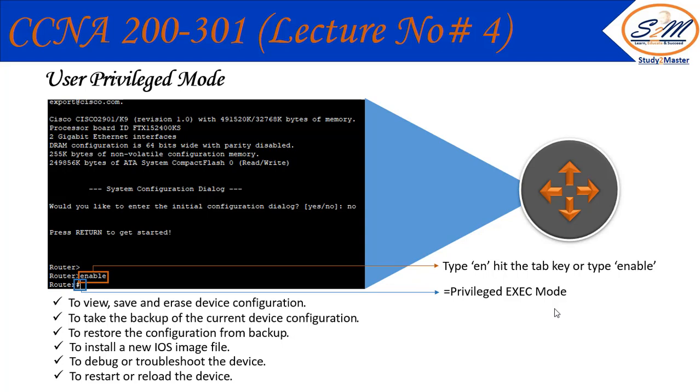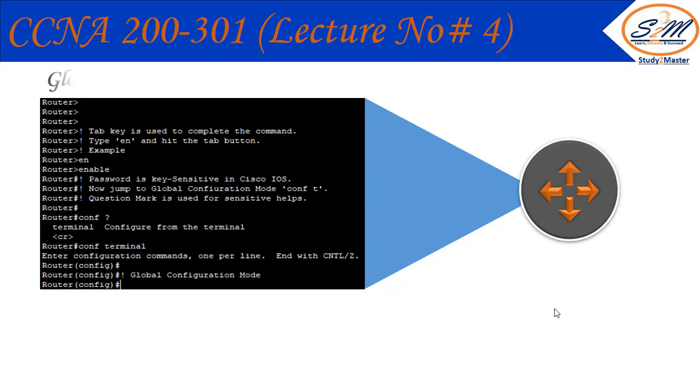This is the second mode of the IOS. This mode can be accessed only from user exec mode by executing the enable command. Since the enable command is used to access this mode, it is also known as enable mode. So let's jump to the next slide.